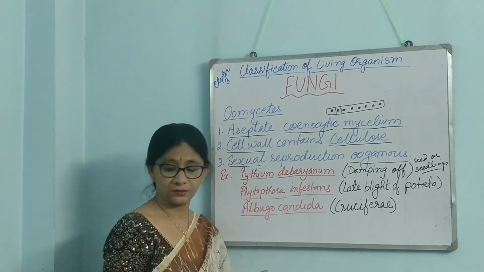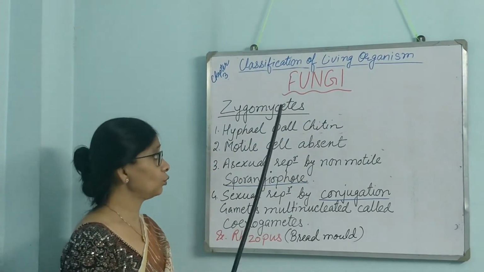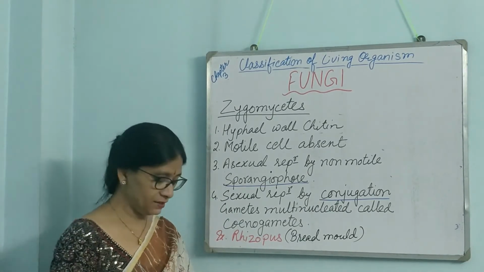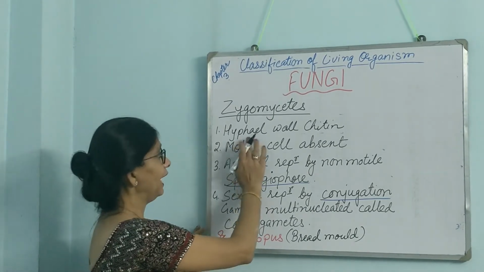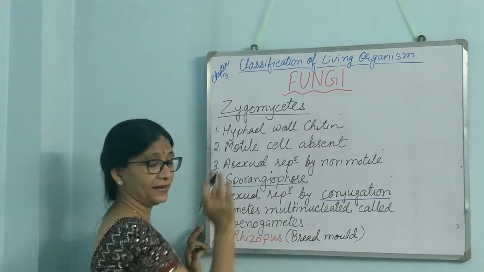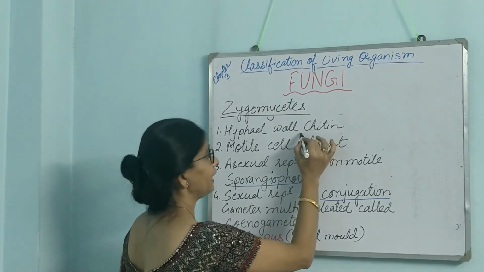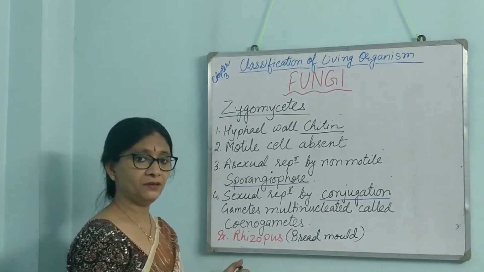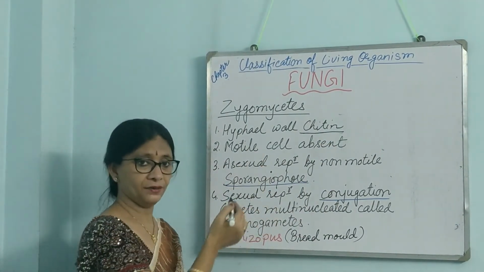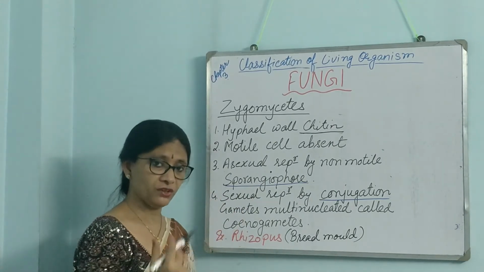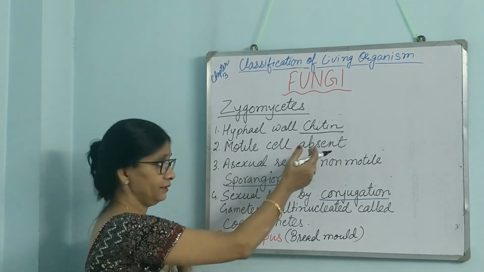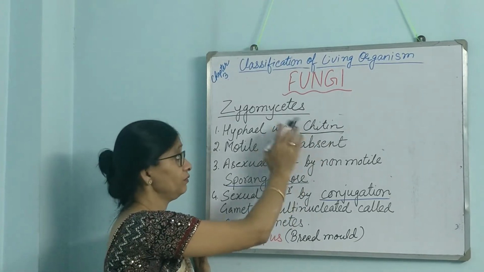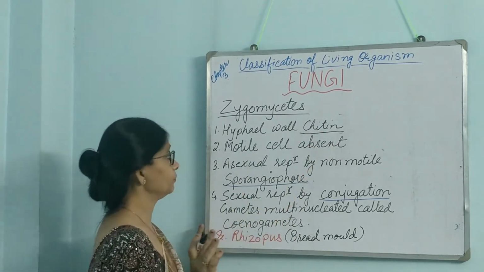Now we shall go to the next group. Next group is Zygomycetes. Now let us see what the features of Zygomycetes are. First, the hyphal wall is made up of chitin. So here we see that chitin has come. Earlier in Oomycetes, we have seen that the hyphal wall was made up of cellulose, which is a primitive feature. But here, as per true fungi, they should possess chitin. So we see Zygomycetes having chitin.